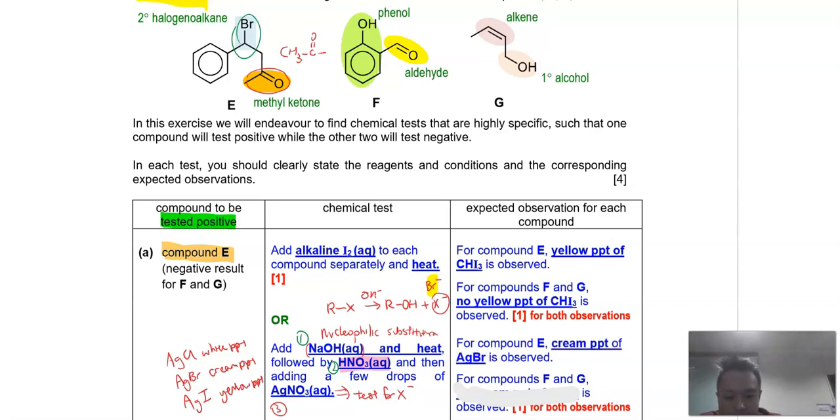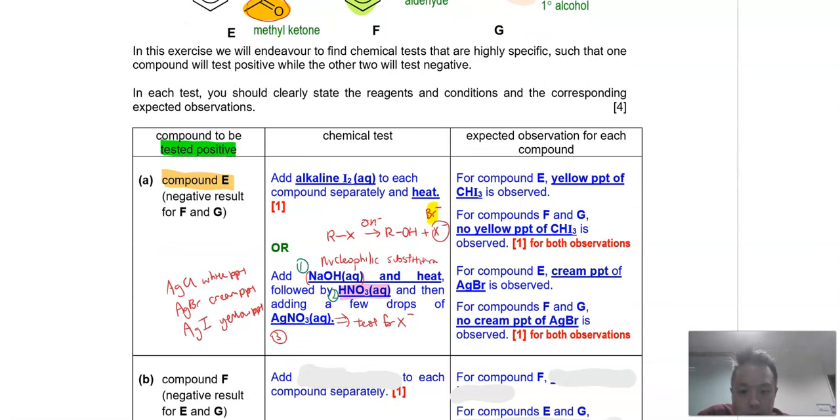So again, remember the sequence. You add NaOH, aqueous, and heat to free up the X minus. Add in nitric acid to neutralize the excess NaOH to prevent any reactions of the NaOH with silver nitrate. And last but not least, add in silver nitrate to test for the X minus. In this case, you get your cream ppt of AgBr for E, but no cream ppt for F and G. Okay, moving on.